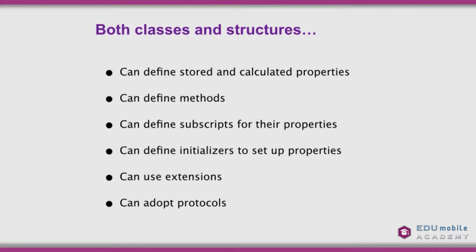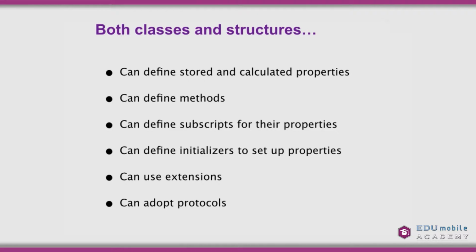We know that classes and structures have a great deal in common. They can both define stored and calculated properties. And remember, enumerations can only define calculated properties. Both classes and structures can define methods. They can both define something called a subscript for the properties to make them easier to access potentially. They can define initializers to set up properties. In Objective-C, we have init or init with. In other languages, we have constructors. Both classes and structures may have these initializers.